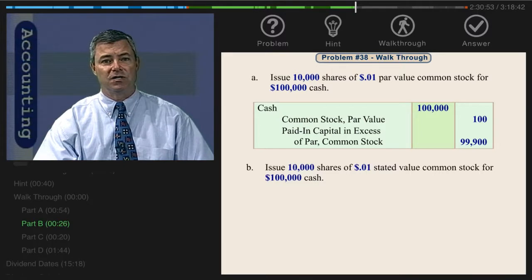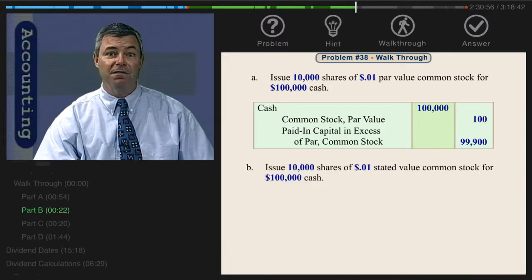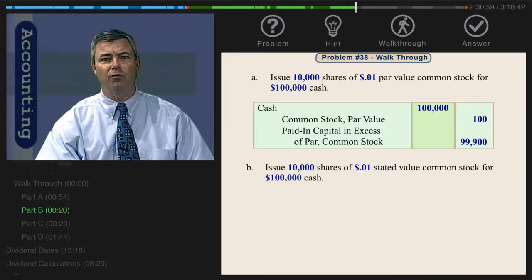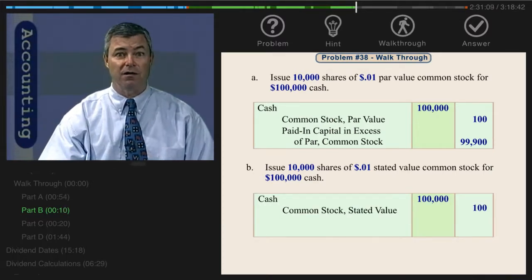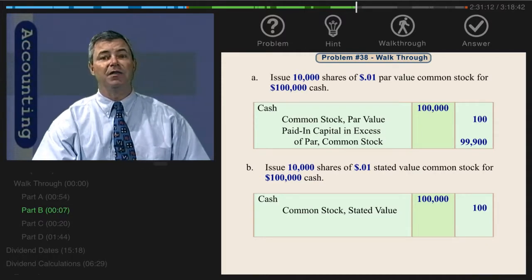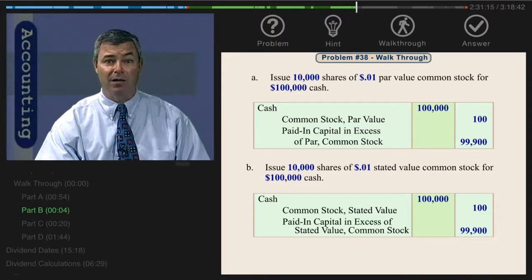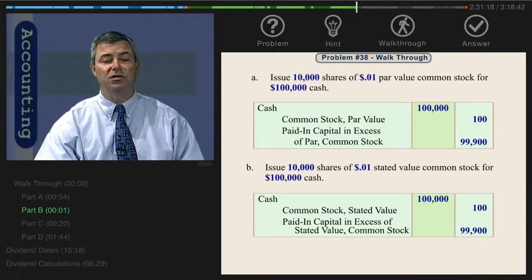The second different assumption is, again, issuing 10,000 shares, but instead of a par value, it's a stated value at 1 penny for the $100,000 contributed. Again, simply debit cash, credit common stock, but instead of par value, you'll credit common stock at stated value for $100. And the additional credit for $99,900 is paid-in capital in excess of stated value on the common stock.